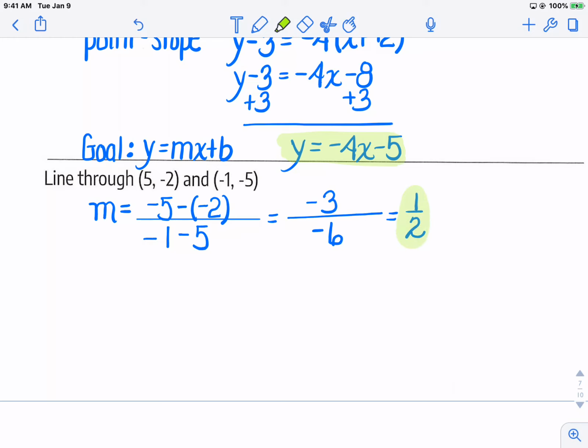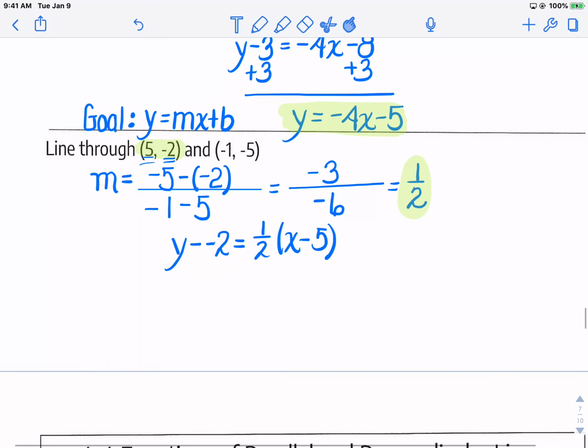So now I have a slope and I have 2 points. So I can choose whichever point I want to use. I'm just going to take the first one. I take the one with the fewer negative signs. And I started in point slope form. Y minus the y. You may be catching on that if it's y minus a negative, we could just go y plus right away, equals a slope of 1/2 x minus the x.